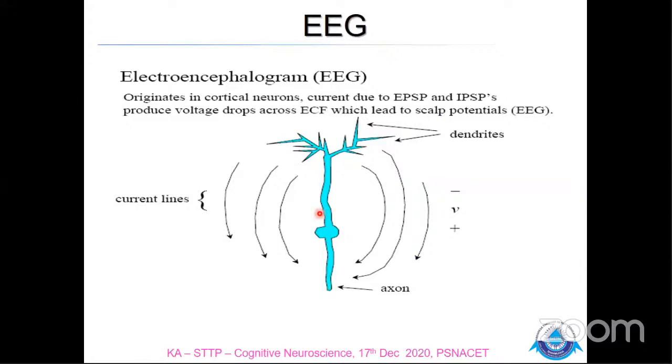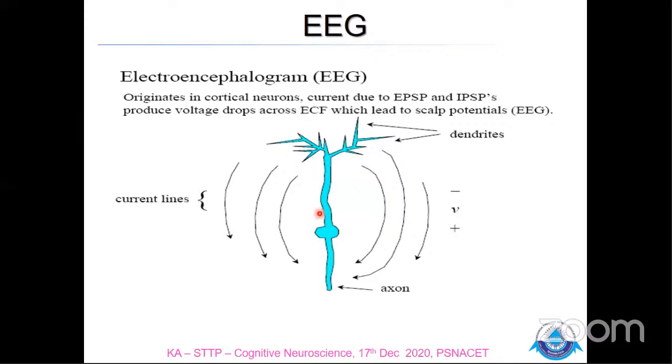So what is the EEG? It's an electroencephalogram originating from the cortical neurons. That is a current due to excitatory postsynaptic potential and inhibitory postsynaptic potential, which produce a voltage drop across the electrodes. Now, you are measuring the EEG at the surface level, but inside the brain there are neurons having synaptic junctions. They release acetylcholine and other things. That is nice, but we are measuring at the surface level.